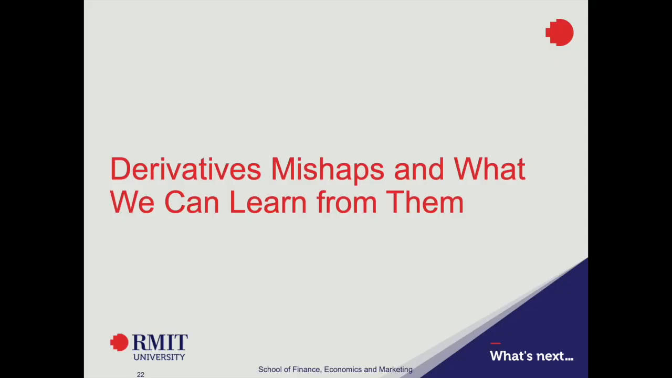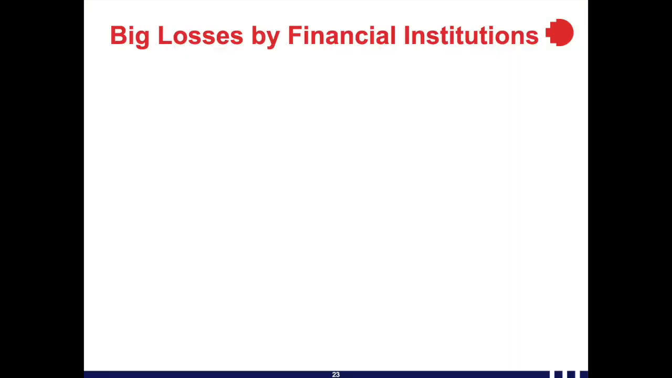Now we go on to conclude the lectures by discussing derivatives mishaps, what the criticisms of derivatives are, and what we can learn from them. All right. From this slide and the next slide, you will see that the misuse of derivative products has created millions or even billions of losses for many companies. The biggest losses can be made by financial institutions, or they can also be made by non-financial organizations.